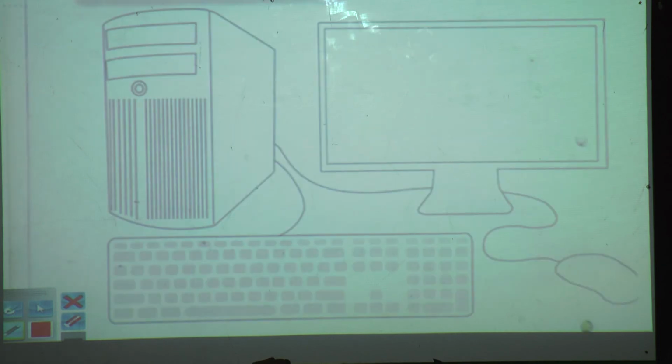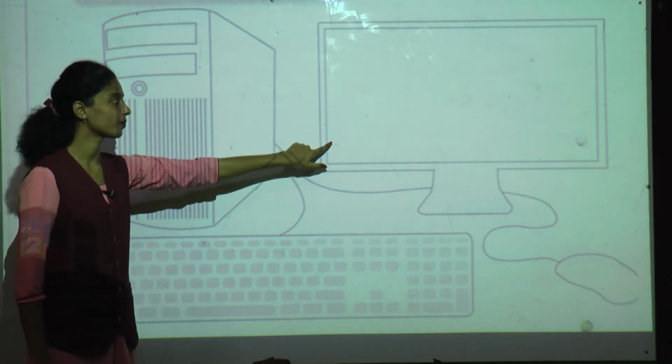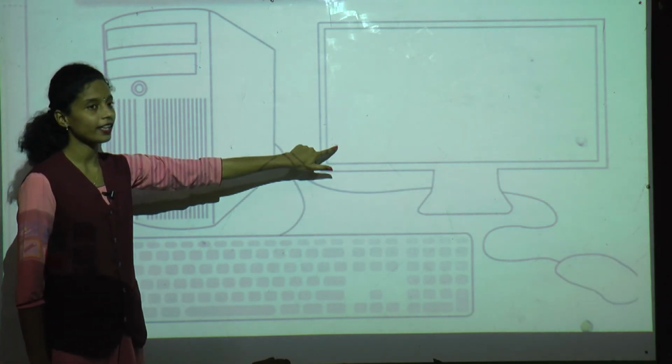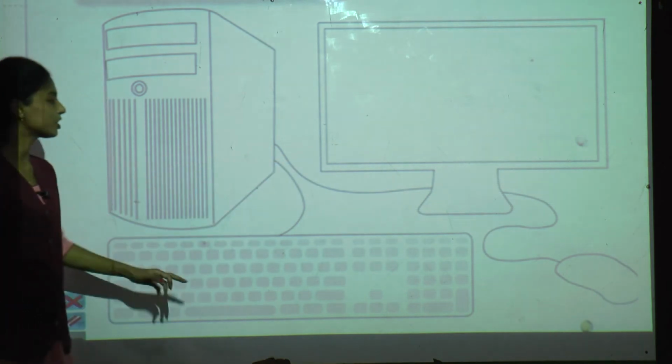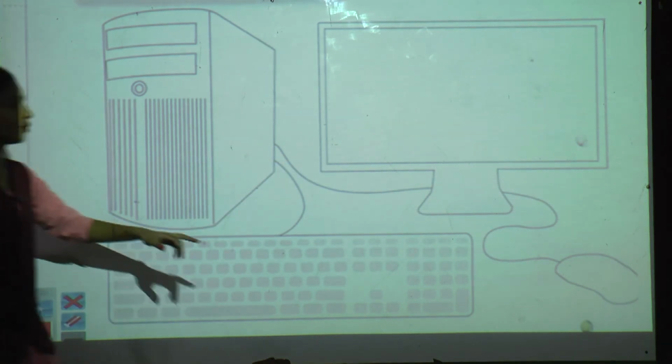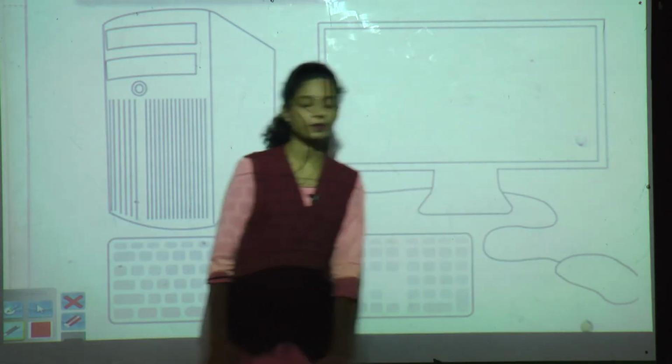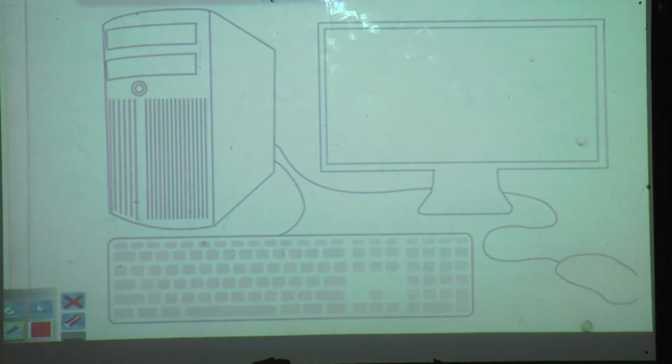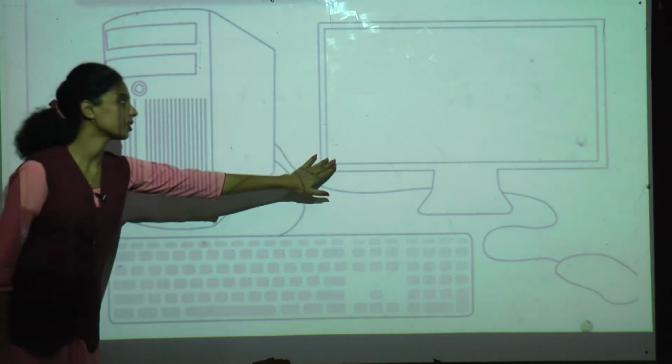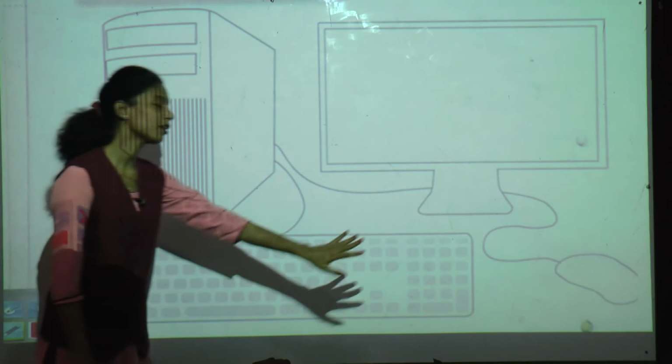Page number 6. Color the picture given below. We have to color the picture. What is this? Good. CPU. What is the long form of CPU? Central Processing Unit. What is this? Monitor. What is this? Keyboard. And what is this? Mouse. Okay? Does everyone have crayons at home? And which color do you like? Give color to the monitor, CPU, keyboard and mouse.